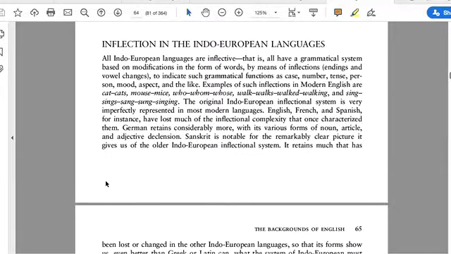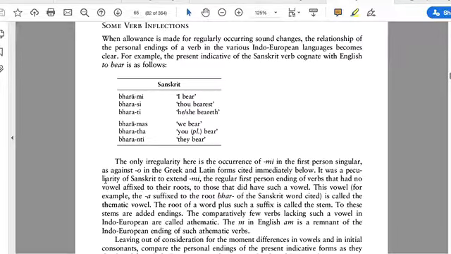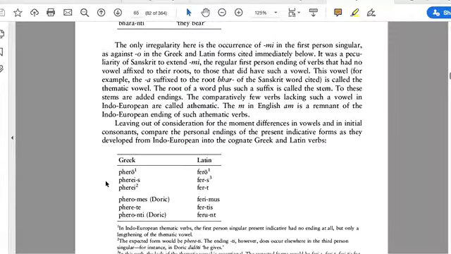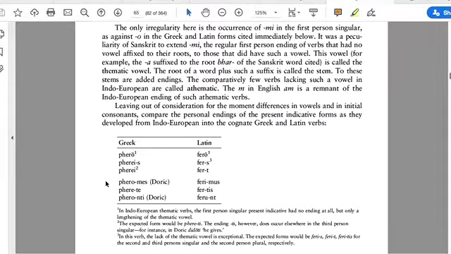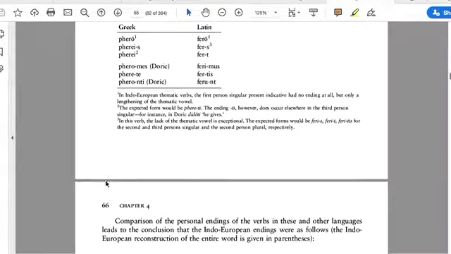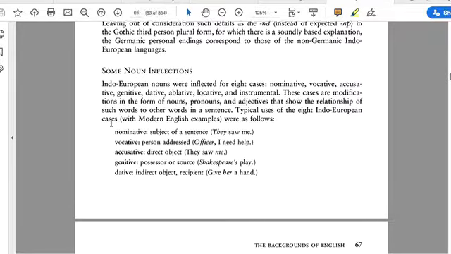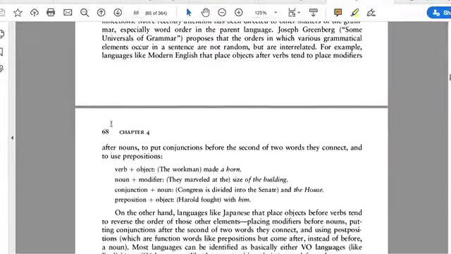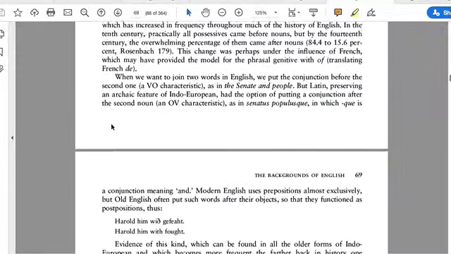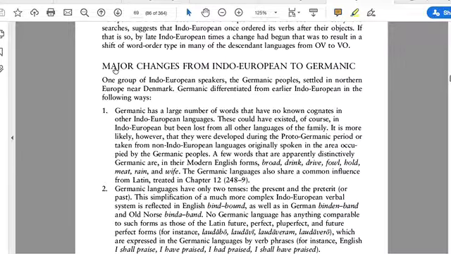Take note of these specific examples. They're really helpful. Here are some verb inflections you can see between Sanskrit and English. It's just cognates that they're pointing out using inflections rather than whole words. And that's just morphology. That's what we looked at in class together. Okay, so you're going to read through all of this. Let's see, noun inflections, word order. And that brings us to major changes from Indo-European to Germanic.